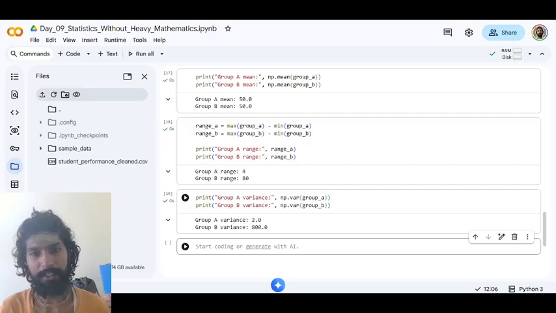One limitation of variance is that its units are squared. If scores are measured in marks, variance is measured in squared marks. That makes it less intuitive to explain. For practical explanation, standard deviation is often easier. Standard deviation also measures spread, but it is expressed in the same unit as the original data. Let us calculate it.